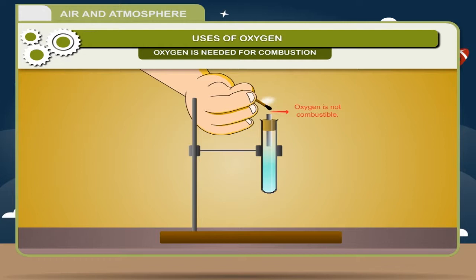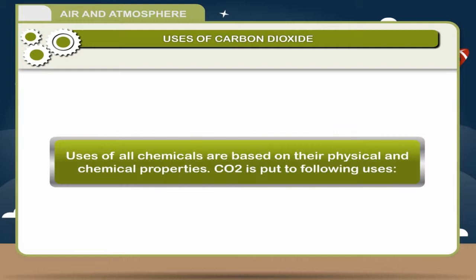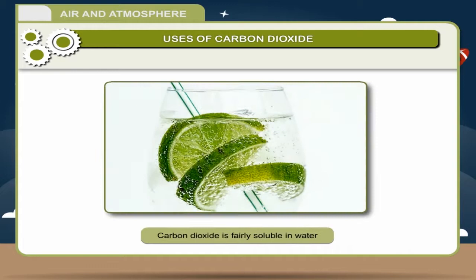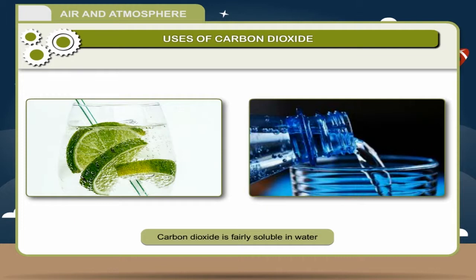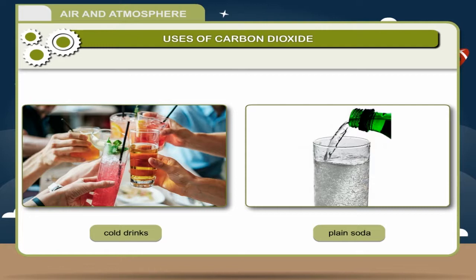Uses of carbon dioxide. Uses of all chemicals are based on their physical and chemical properties. CO2 is put to following uses. Carbon dioxide is fairly soluble in water. Hence, it is used in making aerated drinks like cold drinks or even plain soda.